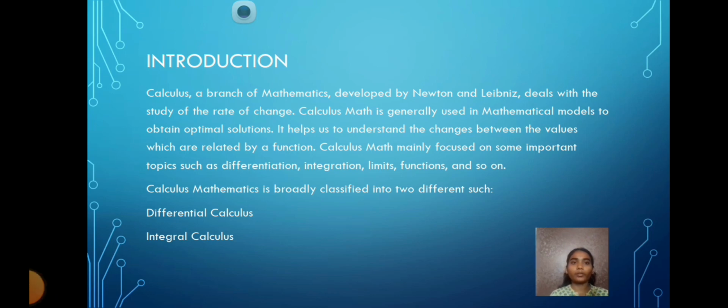Calculus, a branch of mathematics developed by Newton and Leibniz, deals with the study of the rate of change. Calculus is generally used in mathematical models to obtain optimal solutions. It helps us to understand the changes between the values which are related by a function. Calculus mainly focuses on important topics such as differentiation, integration, limits, functions, and so on. Calculus is broadly classified into two types, and they are differential calculus and integral calculus.